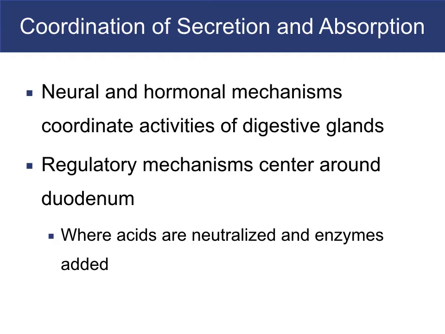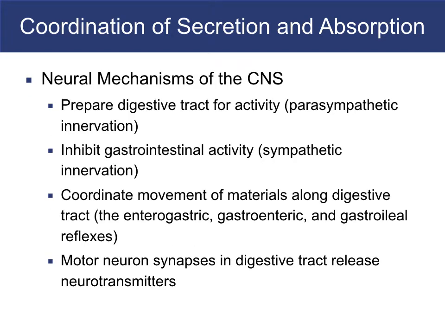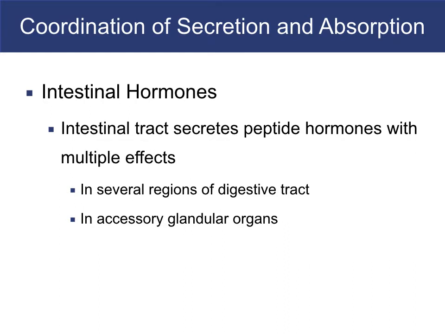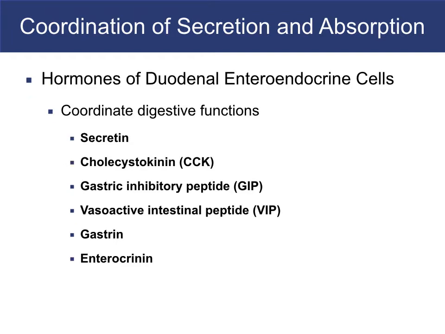I think I've explained all of this. These regulatory mechanisms center around the duodenum because remember the duodenum is where CCK is released. The distal stomach is where gastrin is released. And the duodenum is also where secretin is released. Those are kind of the main hormones you need to know about. I think I've said enough about this stuff here too.